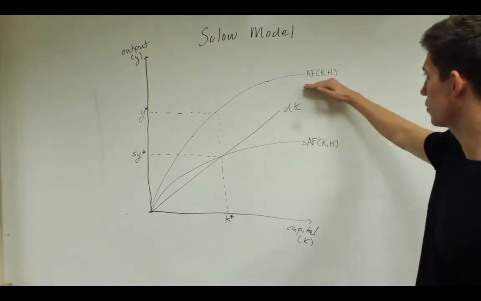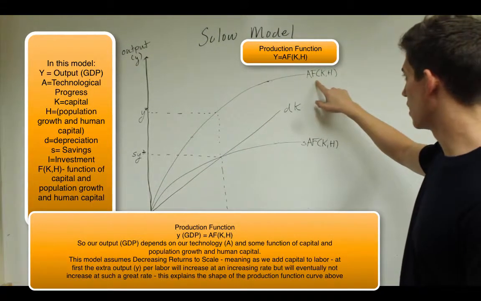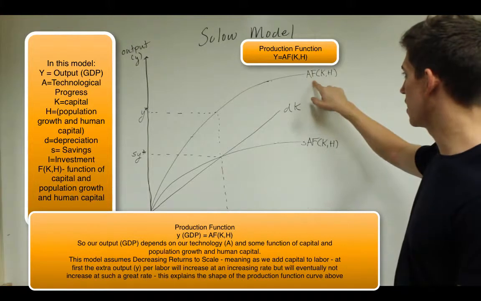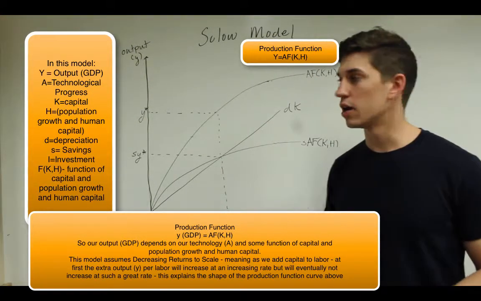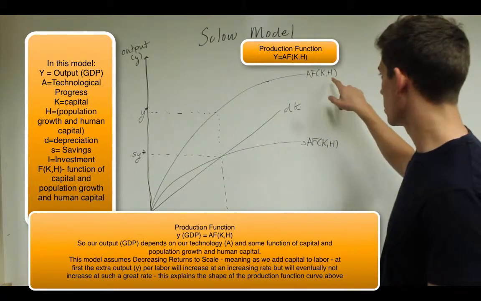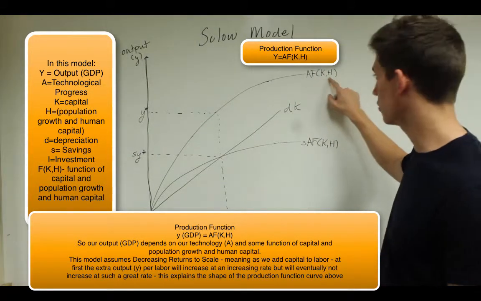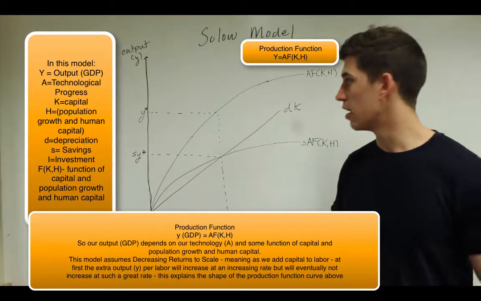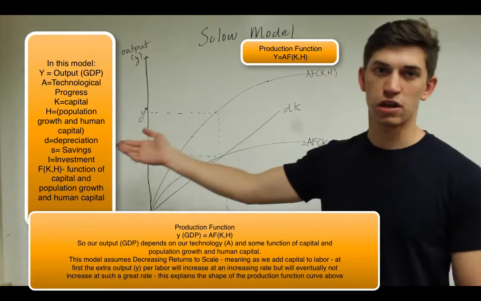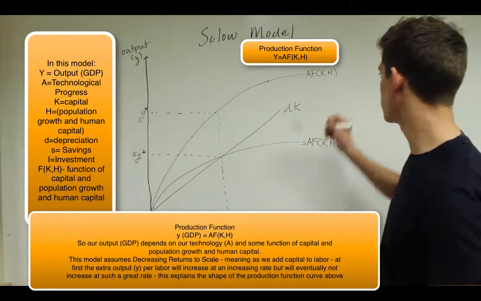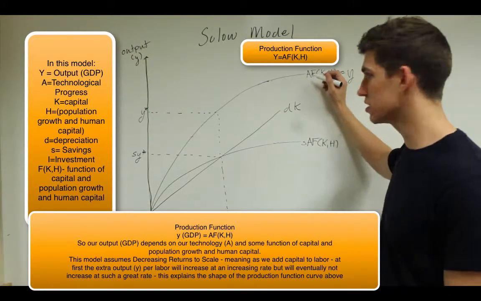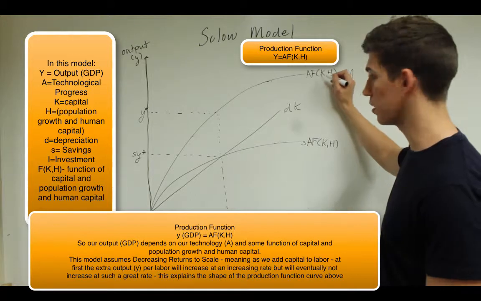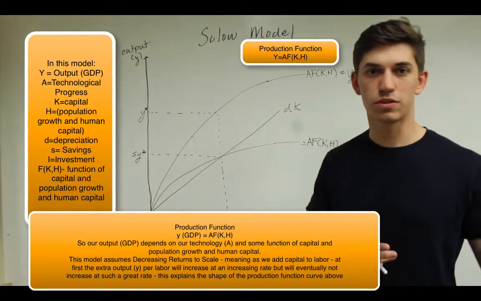We have this production function A, which is a technology parameter, times f of k and h, where f of k and h is just some function that takes in a certain level of capital, physical capital k, and a certain level of human capital h, and tells you how much output you're going to end up with. So this is equal to your y. So tell me what my technology is, tell me what my physical and human capital are, and I'll tell you how much output there will be.